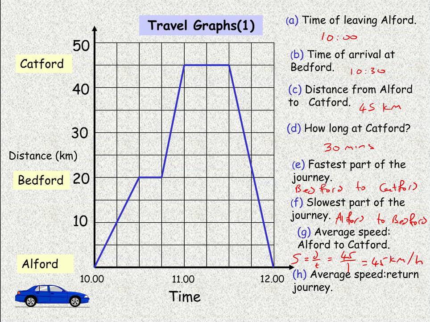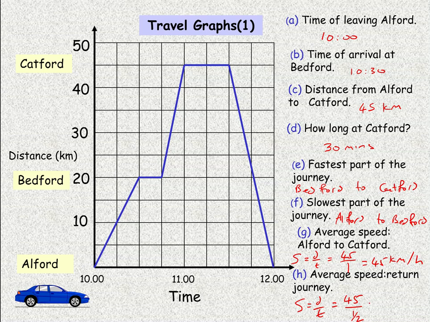And finally, the average speed on the return journey, so going from Catford back to Alford, again we've got speed equals distance over time, so we've got to write that there. Speed equals d over t. The distance is the same, 45 kilometers, but the time this time, they started here, 2 squares across, so started at 11:30 and finished at 1200 hours. So they took half an hour. So in half an hour, they managed to travel 45 kilometers.